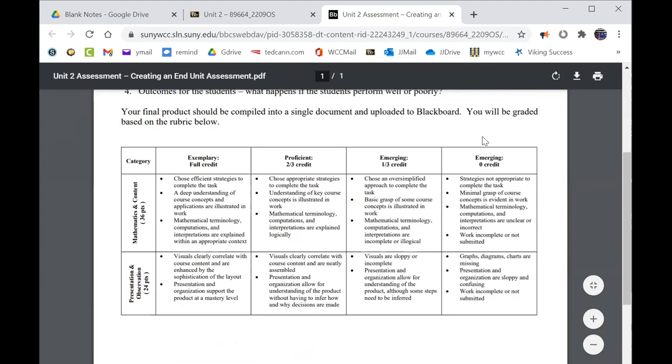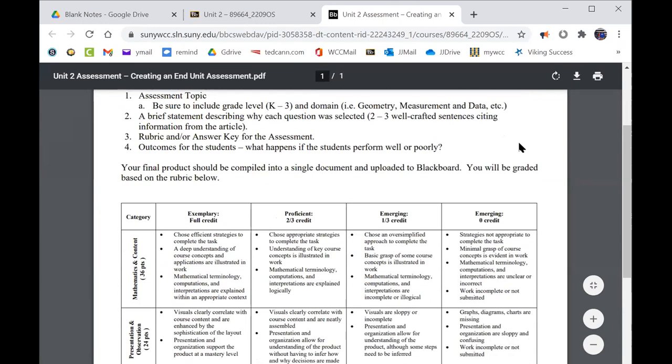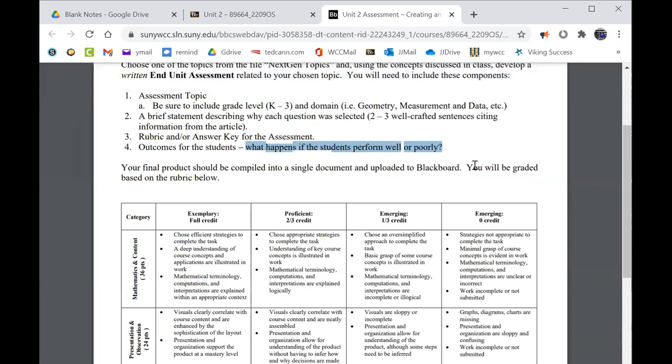Now, historically, people have kind of interpreted that little bit as: they performed well, so I'm going to give them a sticker; they performed poorly, I'm going to hold them back during recess. That's not really what I'm looking for. What I'm looking for is how you're going to diagnose from the assessment where their struggles are and what you're going to do in order to help them overcome those struggles.